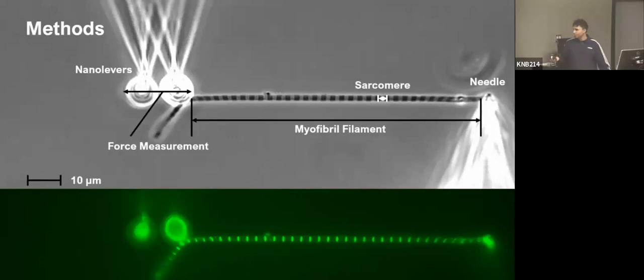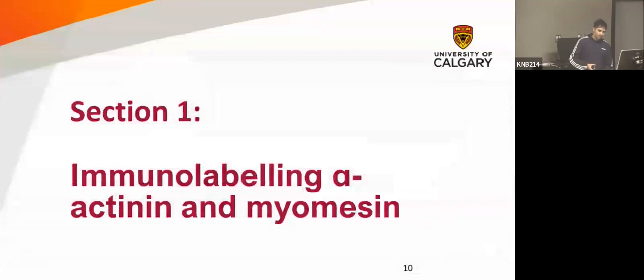On the bottom, we have an image of a fluorescently labeled myofibril. And you can see the bands that I was talking about that kind of glow and show exactly where we want on the structures that we label. So with that, I'd like to talk a little bit about actin and alpha-actinin and myomesin.